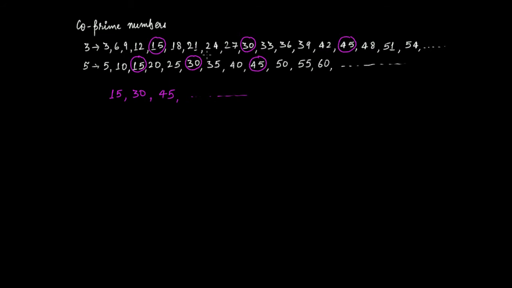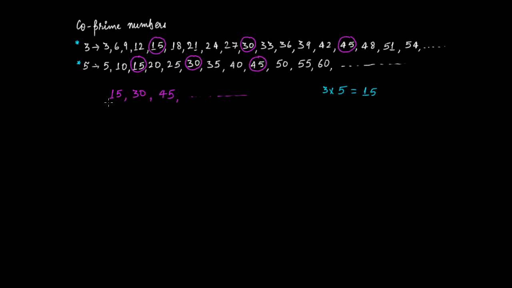Okay, next point. You can clearly see that the first common multiple is 15. Is it that 3 times 5 is 15, right? This is 3 and this is 5, and 3 times 5 is 15, and 15 is the first common multiple of these two co-prime numbers, and this is true for every two co-prime numbers.